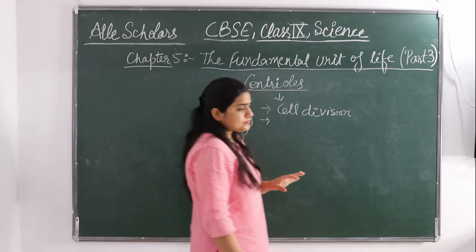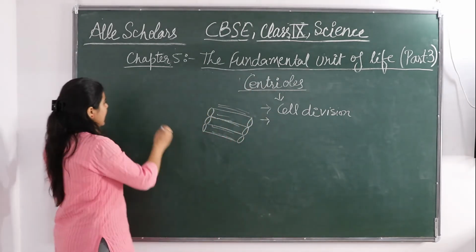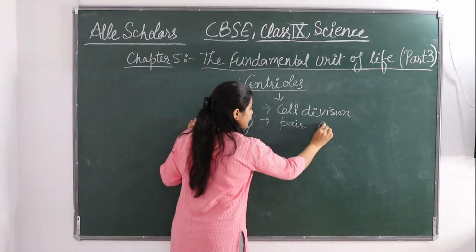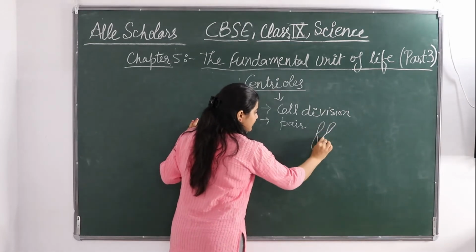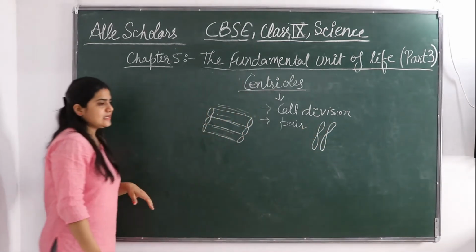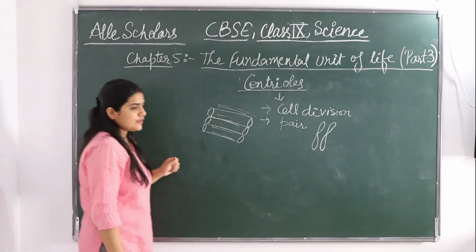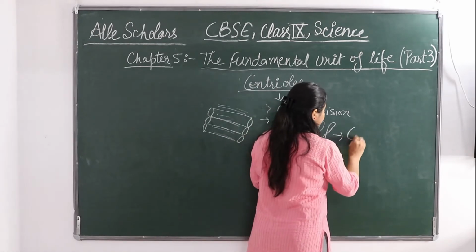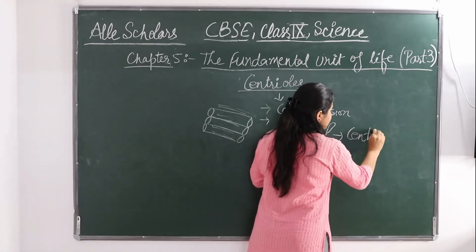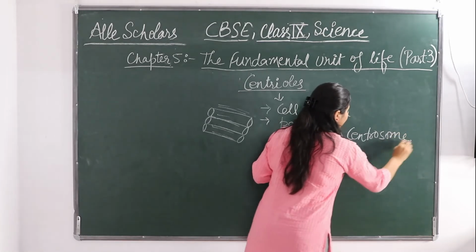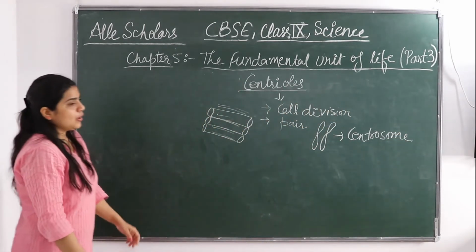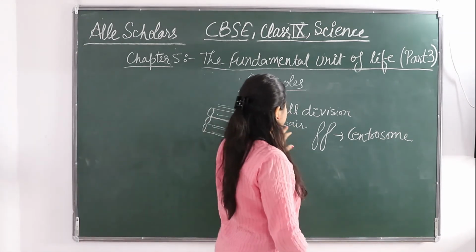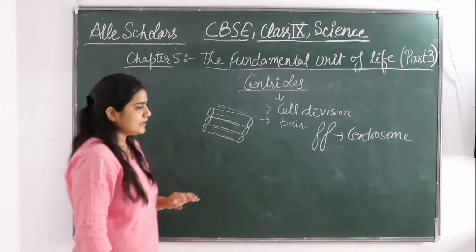The centrioles are present in a pair, like this. They form a spherical substance that is called the centrosome, which also appears near the nucleus, and this centriole is also present near the nucleus.